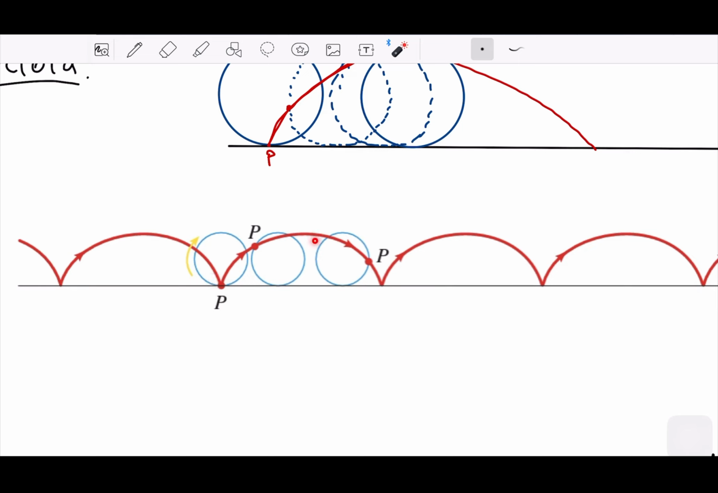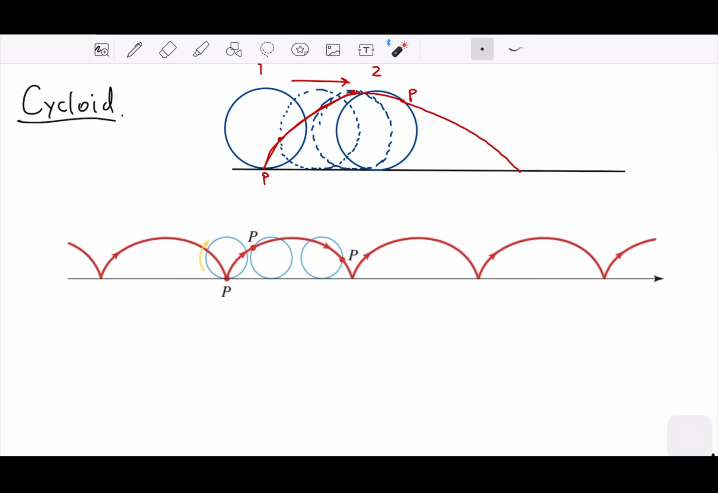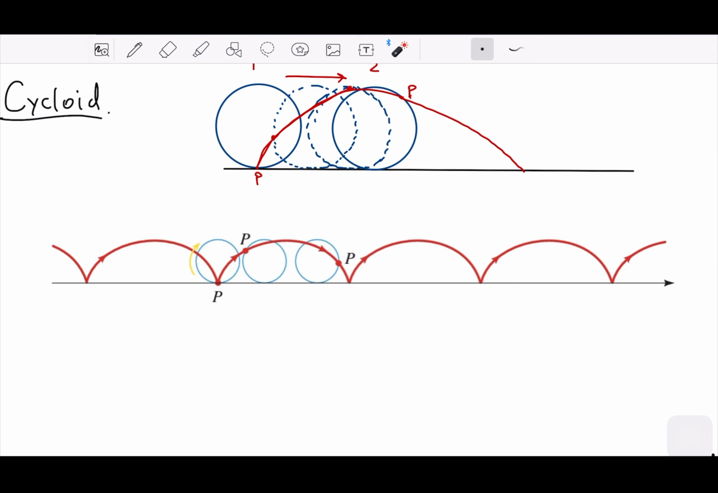And then we move again, let's say we move about here, and all this line, or all these red curves, is a connection of all the P that is moving away. And if we draw all of that P, we get this kind of pattern. We call this a cycloid. Okay. So I hope you get the idea of the cycloid now.